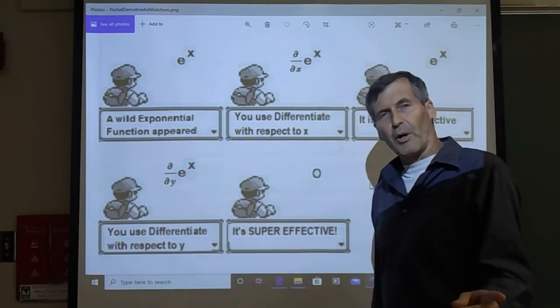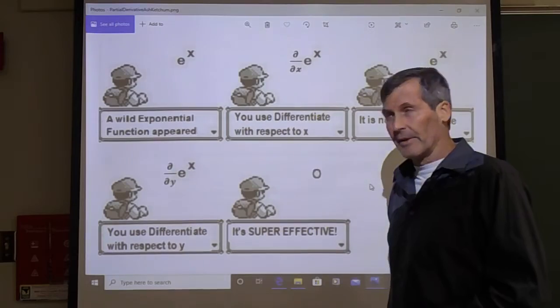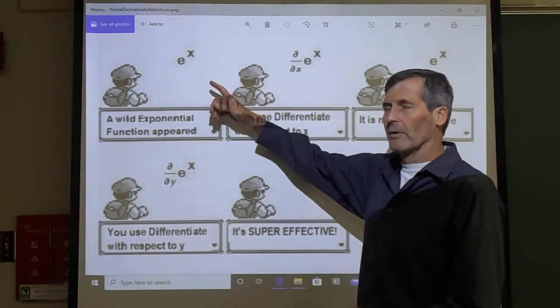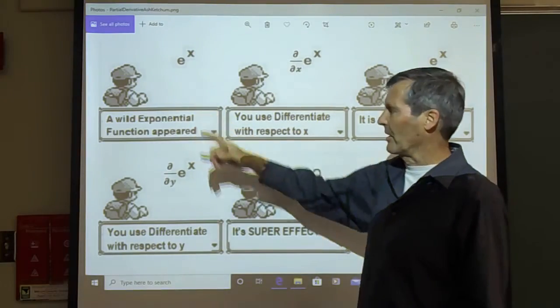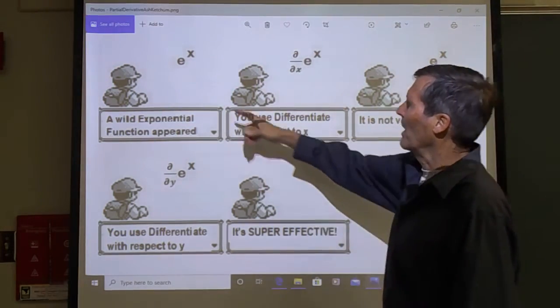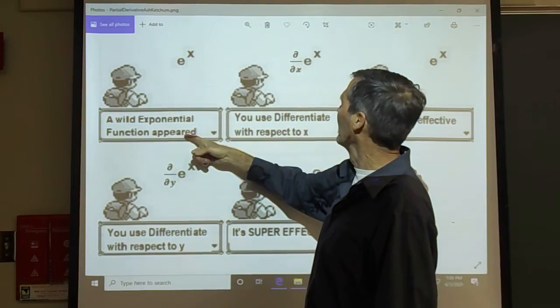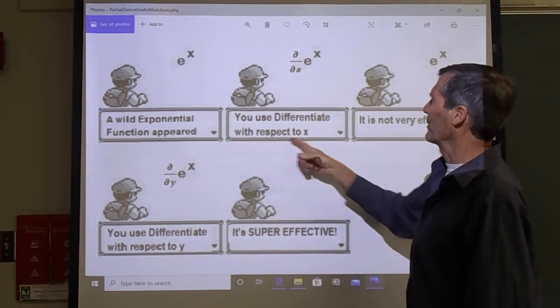Today we're going to use partial derivatives. Remember partial derivatives? They work like this. A partial derivative with respect to y treats x as a constant, right? So if you have a function of x, a wild exponential appeared. You differentiate with respect to x.